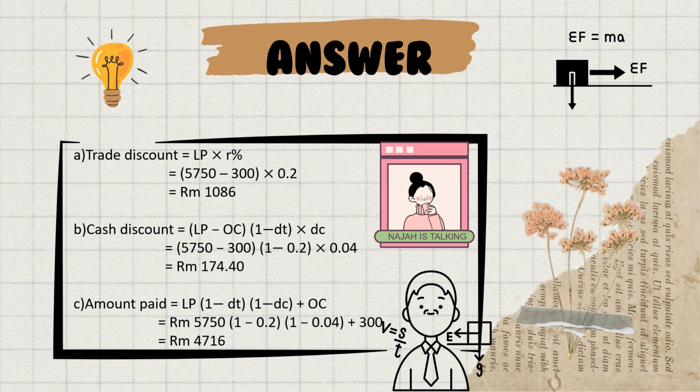To find the amount paid, the formula is list price multiply (1 minus trade discount rate) multiply (1 minus cash discount rate) add other costs. So RM 5,750 multiply 1 minus 0.2 multiply 1 minus 0.04 add transportation RM 300 ringgit. And the answer is RM 4,760 ringgit.